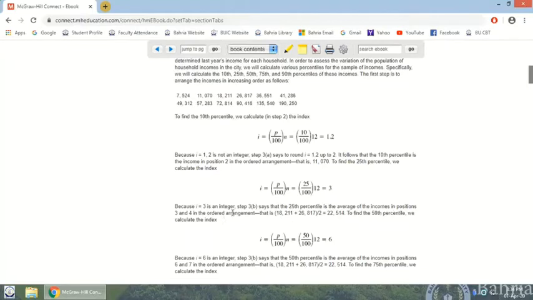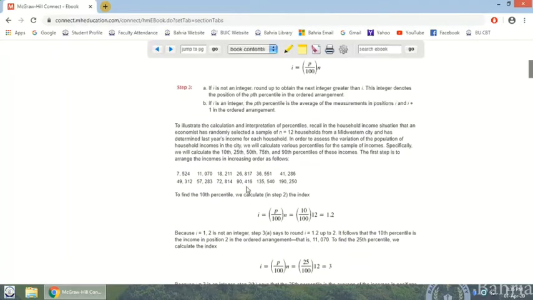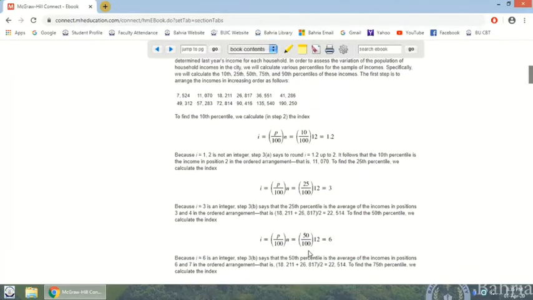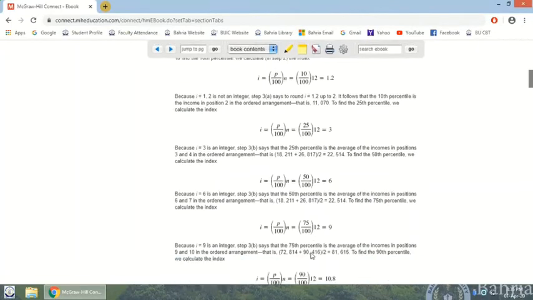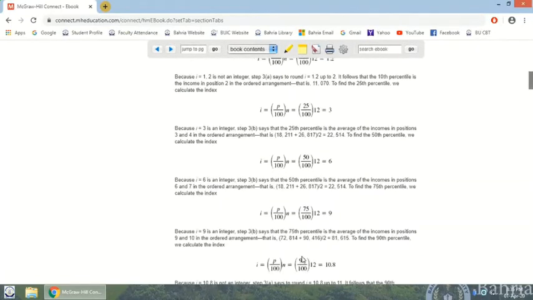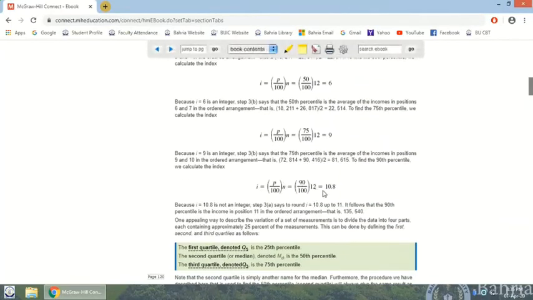Because we already said that we round up in case of a decimal, and in case of whole numbers we take the average. So for a decimal we won't be taking the average, but for the whole number we will be taking the average, and we get this value, 22,514. Similarly, repeat it for the 50th and 75th percentile, and the 90th percentile.